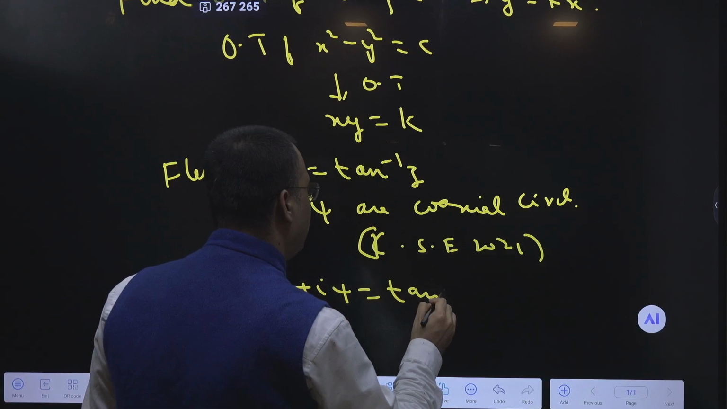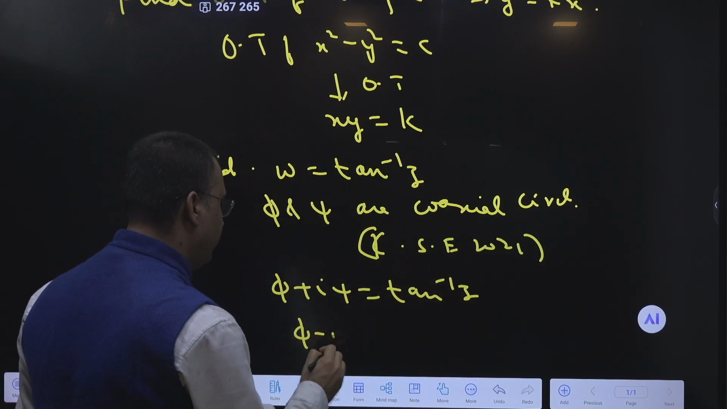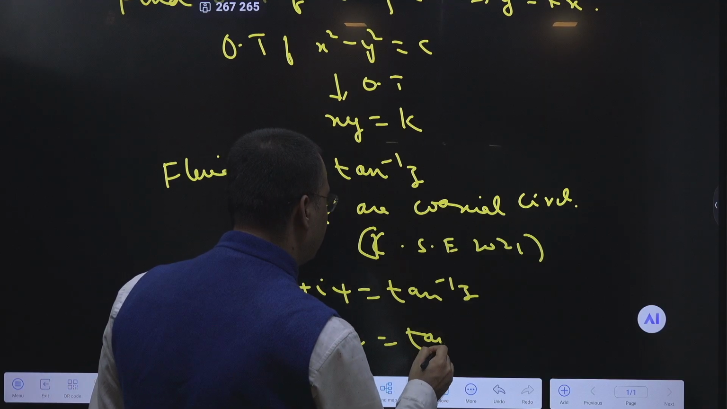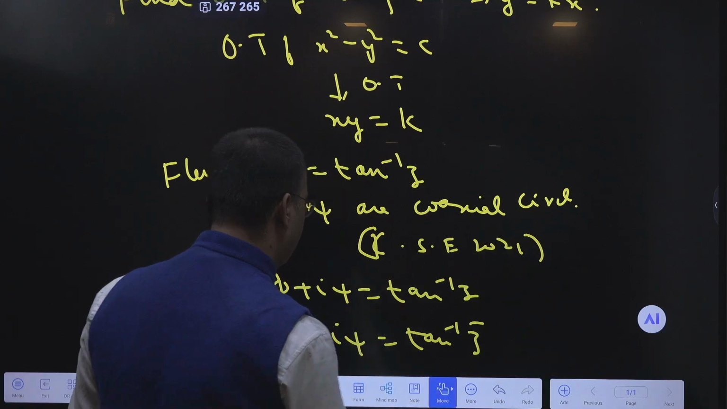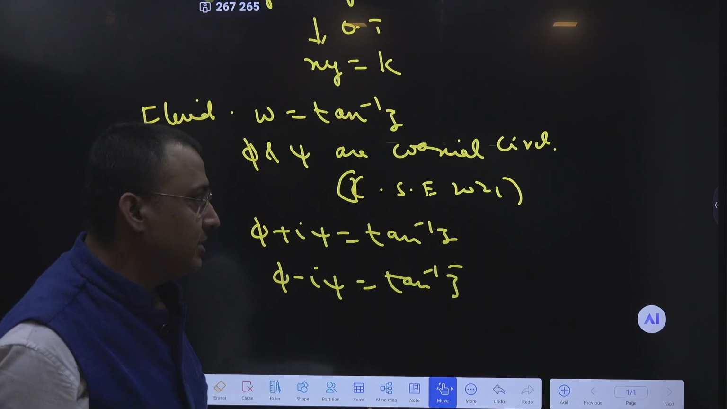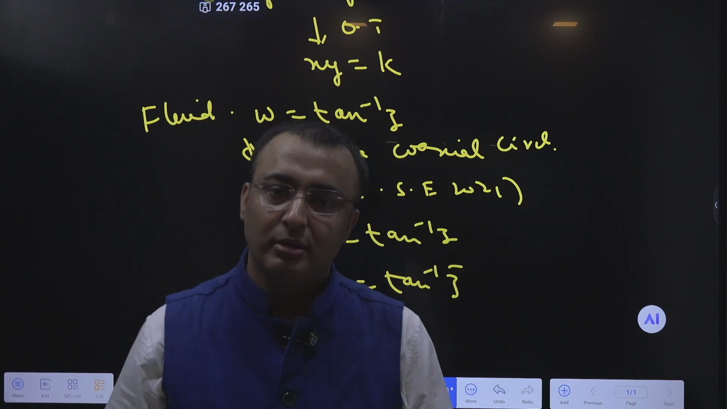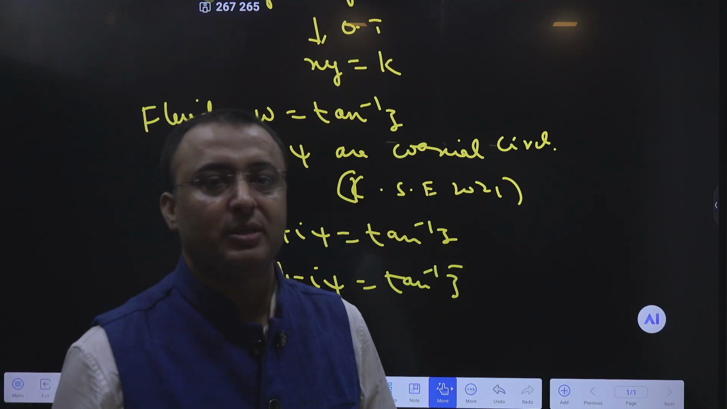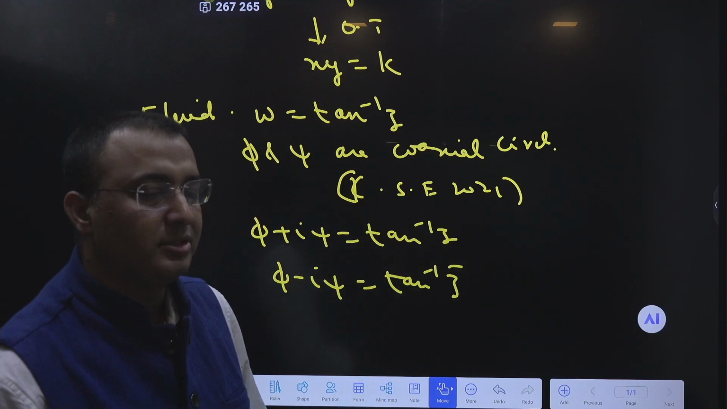How do we correlate? That is the matter. Phi minus i psi is equal to tan inverse z bar. Now you find phi and psi, and you have to show that they are coaxial circles. So this is how we link ordinary differential equation with fluid dynamics, complex analysis, and so on and so forth.